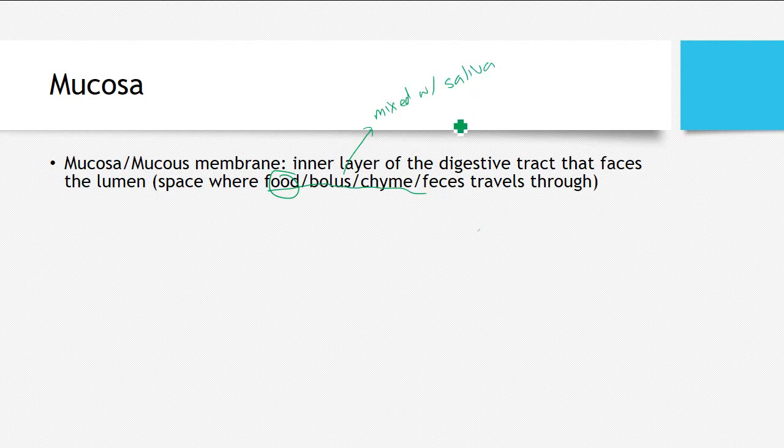So usually in which cavity? Oral cavity. It becomes chyme when it's mixed with the gastric juices. It becomes feces after we are done absorbing most of the nutrients from it. So this is usually in the large intestine.